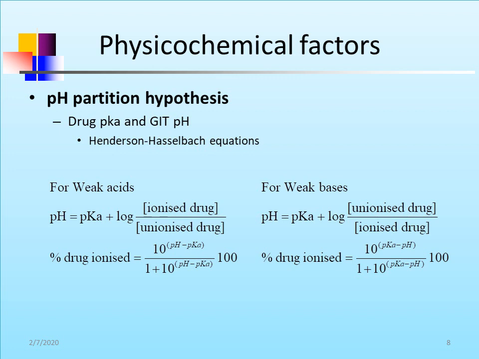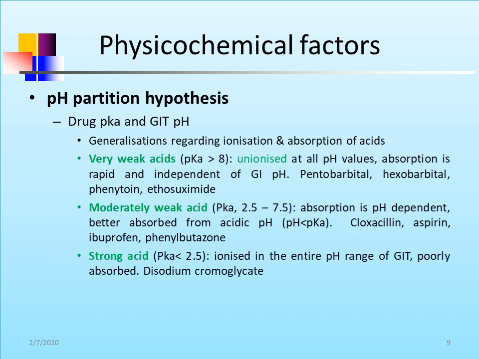It is possible to make certain generalizations with the help of the pH partition hypothesis about how the drugs are going to be absorbed into the systemic circulation. Acids are divided into very weak acids, moderately weak acids and strong acids, while bases are divided into very weak bases, moderate bases and strong bases.